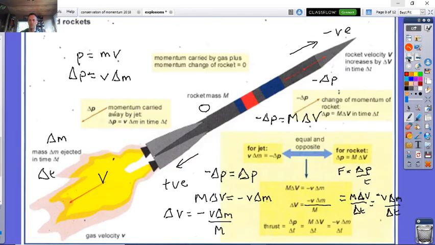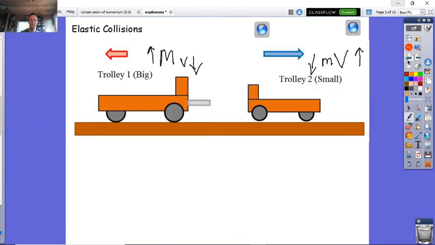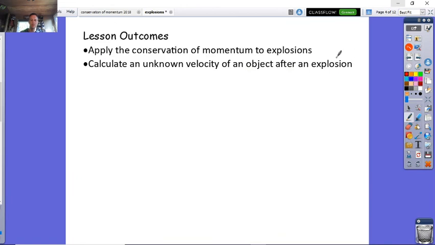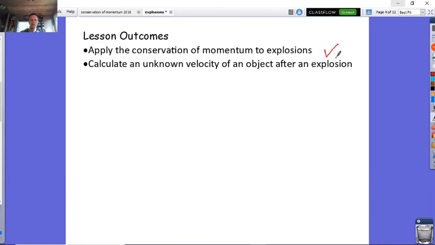So to recap, what you should be able to do now is apply the conservation of momentum to explosions and also calculate the unknown velocity of an object after an explosion. Enjoy the video.